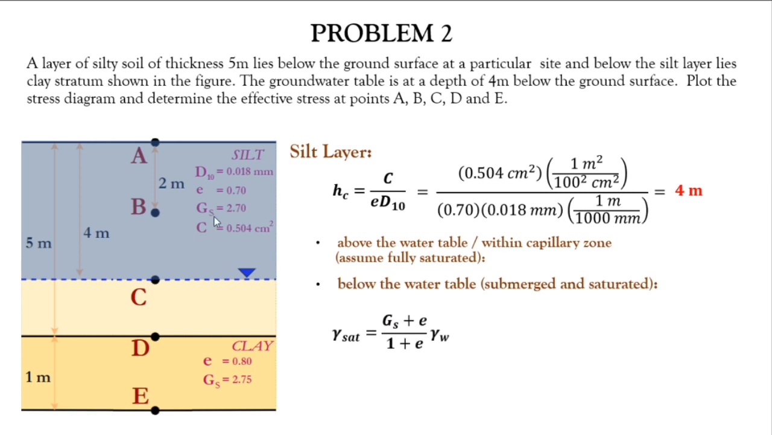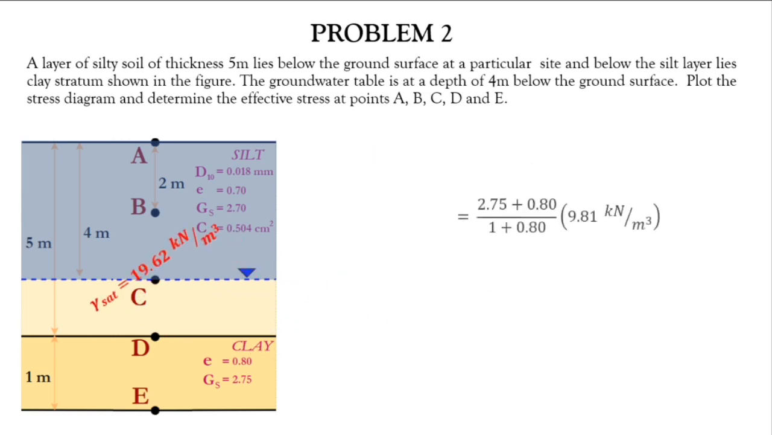We have the specific gravity of solids and the void ratio and the unit weight of water as 9.81 kilonewton per cubic meter. So, solving this equation, the saturated unit weight is equivalent to 19.62 kilonewton per cubic meter. Para na yan sa buong silt layer. Regardless kung above the groundwater table or below the groundwater table, basta nasa silt area tayo or silt region, yan yung gagamitin nating unit weight ng soil.